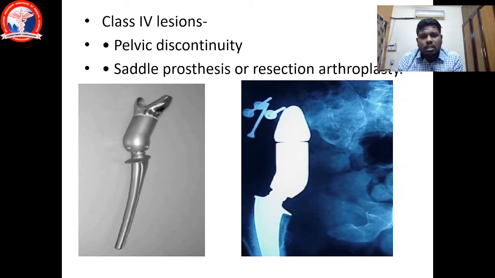In a class 4 lesion, there is a pelvic discontinuity. What we use is a saddle prosthesis or resection arthroplasty. We resect the entire acetabulum, part of the pubis, ilium, and ischium, and it is reconstructed with the saddle prosthesis, which articulates with part of the ilium.